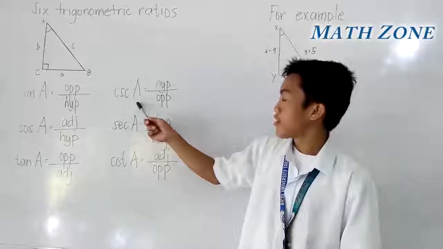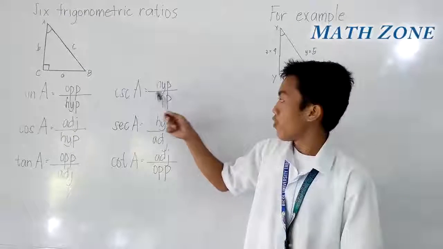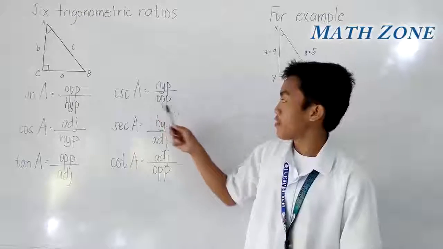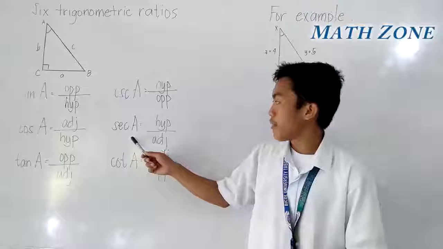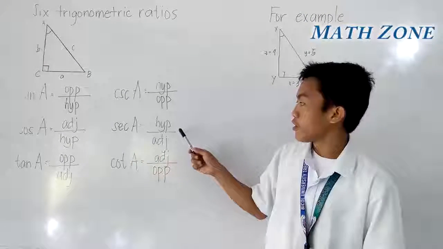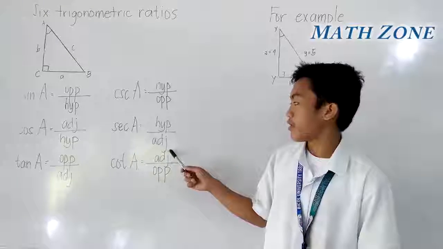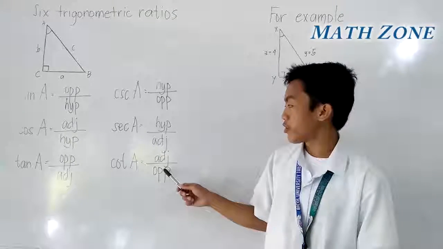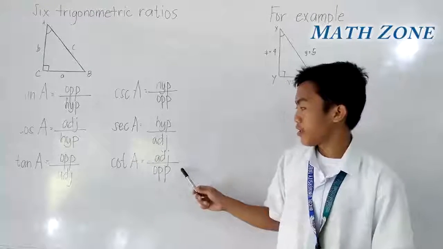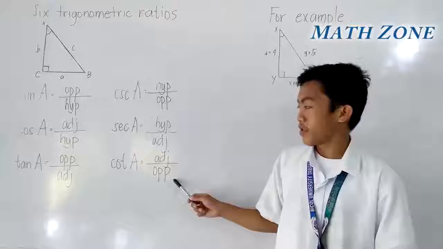Cosecant A is equal to the measure of the hypotenuse over the measure of the opposite side. Secant A is equal to the measure of the hypotenuse over the measure of the adjacent side. Cotangent A is equal to the measure of the adjacent side over the measure of the opposite side.